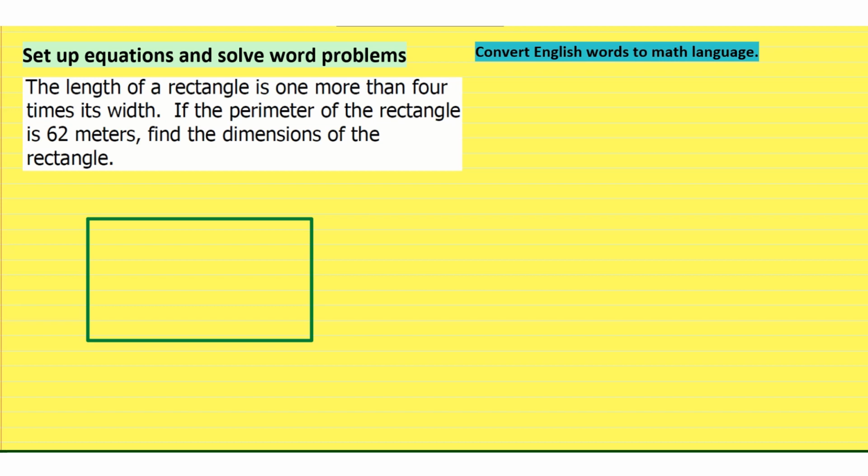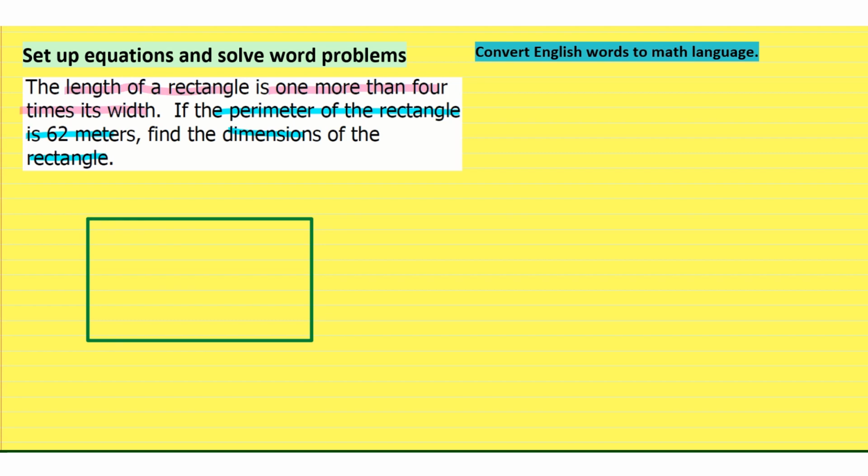This is Charlene. We are going to do this word problem by setting up equations and solving for our variables. Okay, the first thing we want to do is read our problem. Our problem says the length of a rectangle is 1 more than 4 times its width. And then it says if the perimeter of the rectangle is 62, find the dimensions of the rectangle.